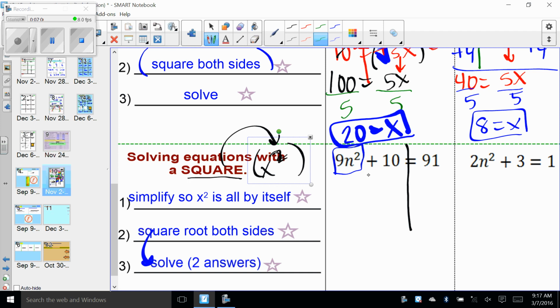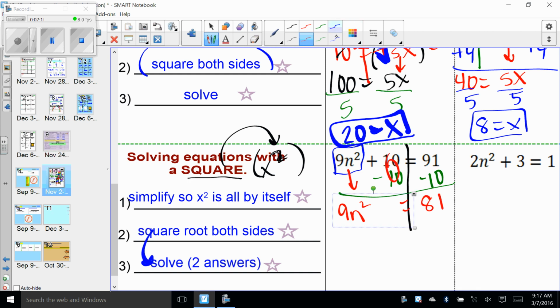To get rid of the plus 10, we're going to minus 10, copy, paste. Working left to right then, I get 9n squared equals 81. This is a multiplication problem here. To get rid of the 9, we're going to divide by 9, copy, paste.